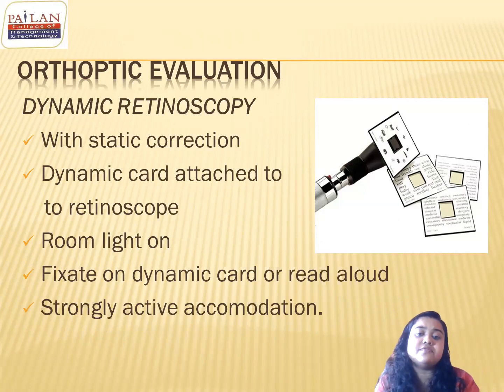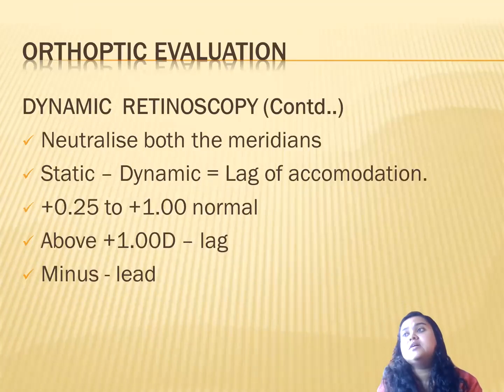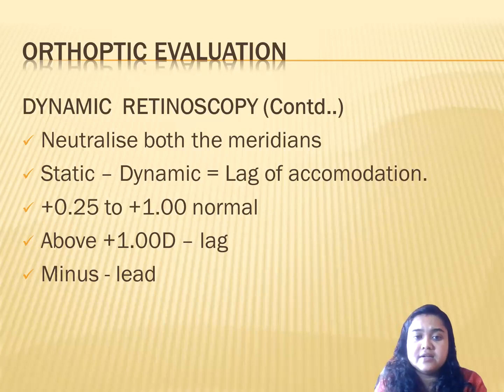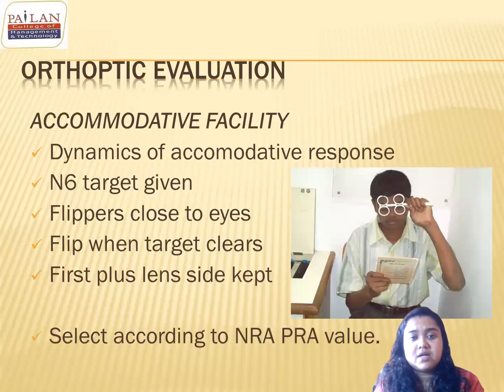For accommodative insufficiency, we can get a higher lag of accommodation in the dynamic retinoscopy, right? We can get a low PRA and high NRA, or low PRA will be fine. Low PRA we can get. In dynamic retinoscopy we are getting a higher lag of accommodation, and the amplitude of accommodation will be low in case of accommodative insufficiency, right?